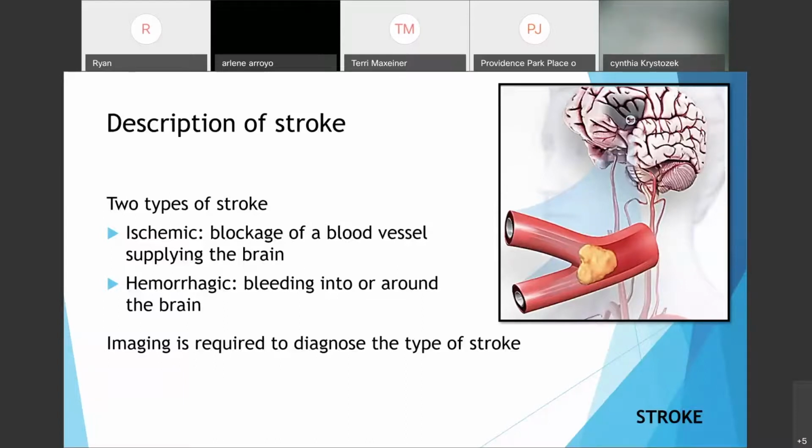The other type of stroke is the hemorrhagic stroke, so where we see bleeding into the brain itself or around the brain, where pressure is being put on the brain, and that causes brain damage as well. It is imaging that is going to tell us which type of stroke we're dealing with, and that of course will help to dictate what kind of emergent treatment can be administered.